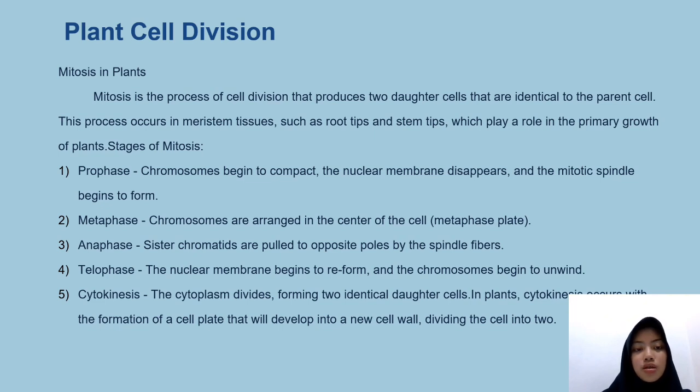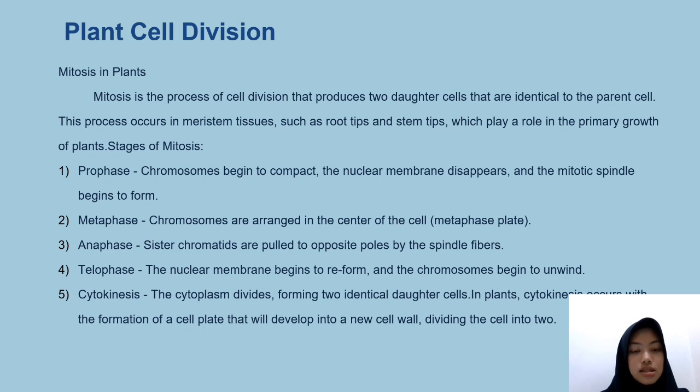1. Prophase. In prophase, chromosomes begin to condense. The nuclear membrane disperses and the spindle begins to form. Then metaphase. In metaphase, chromosomes are arranged in the center of the cell, the metaphase plate. Then anaphase. In anaphase, sister chromatids are pulled to opposite poles by the spindle fibers. Then telophase. In telophase, the nuclear membrane begins to reform and the chromosomes begin to unwind.